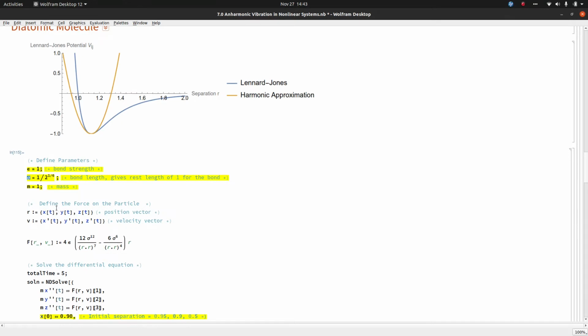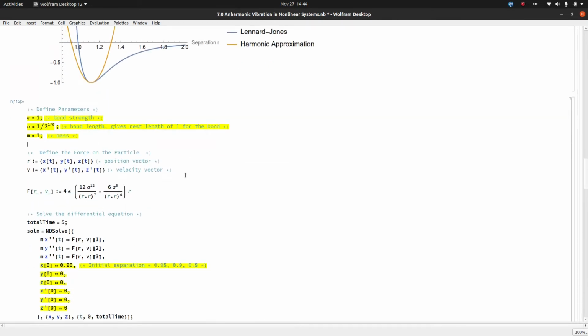you had a rest bond length that was equal to 2 to the 1/6 power. So I'm just going to scale that out. And the reason I'm doing that is I want to give it a rest length, a bond length of 1. And I will give the mass a value of 1. This was just copied from above. We're just going to create a vector for the position, a vector for the velocity.